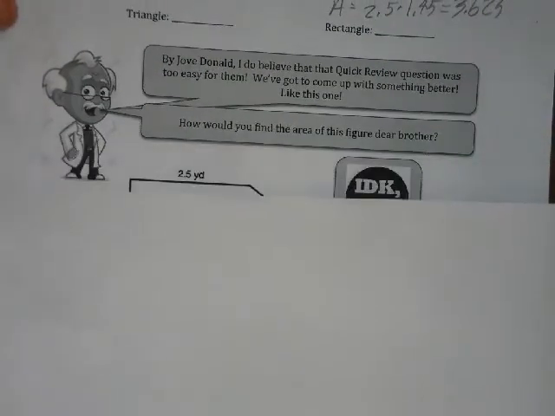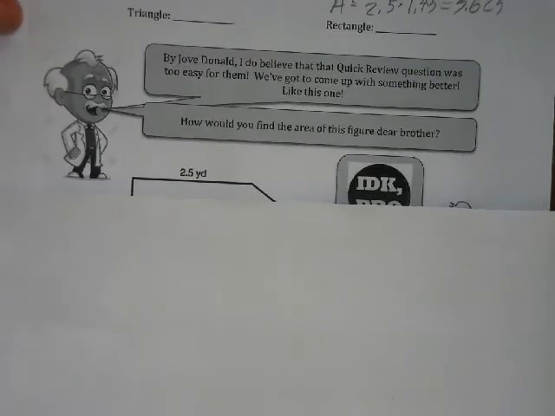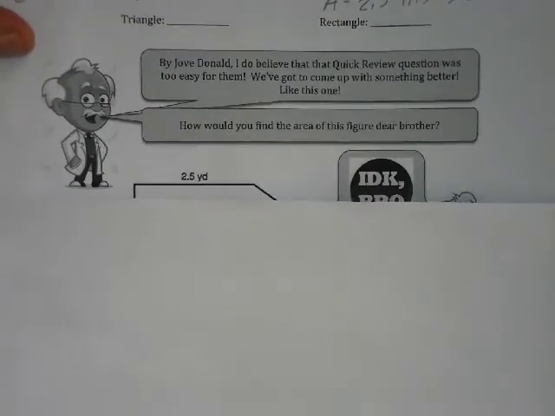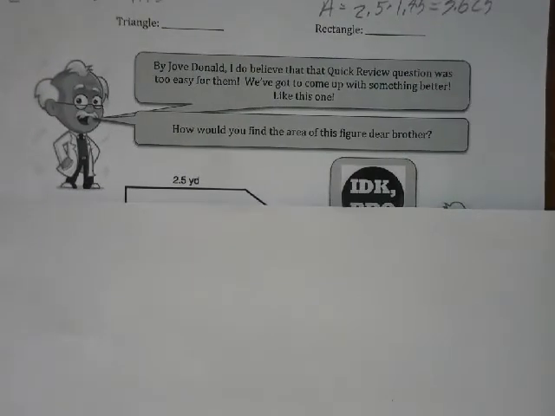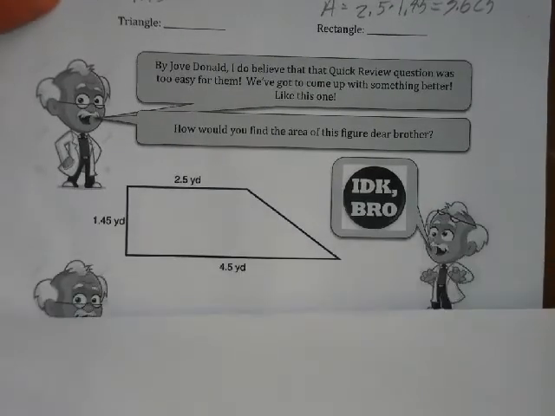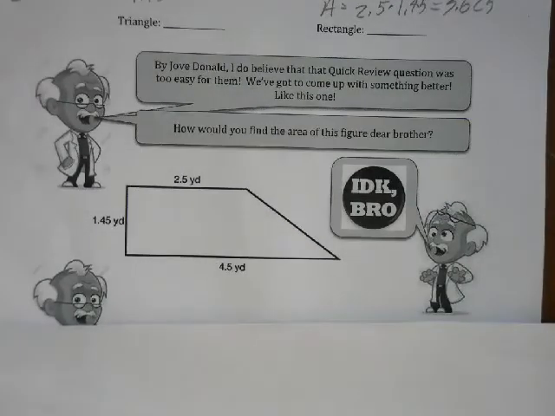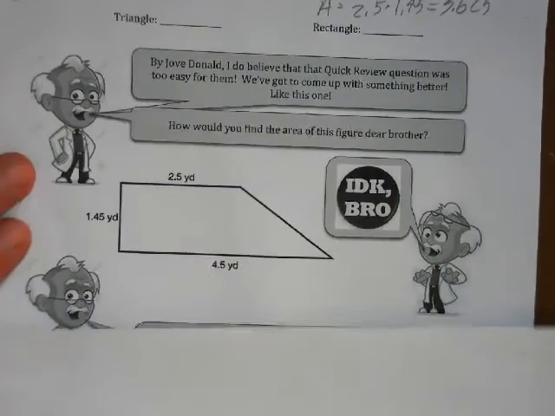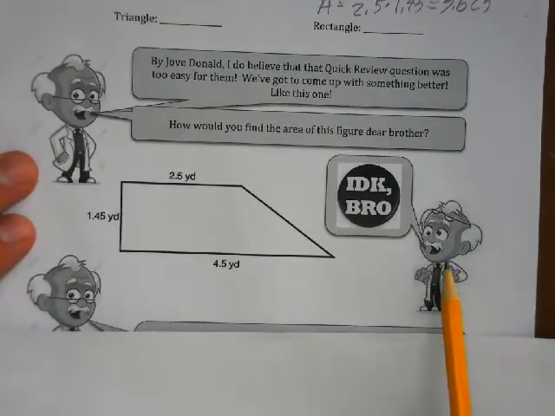Alright? So on the other side, we've got area equals base times the height. We got 2.5 times 1.45, and that gives us 3.625. So we just do area equals 2.5 times 1.45, and our answer is 3.625. Alright folks, that's our quick review for the day.